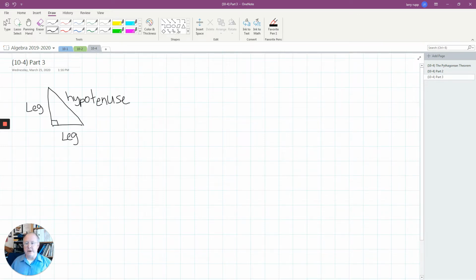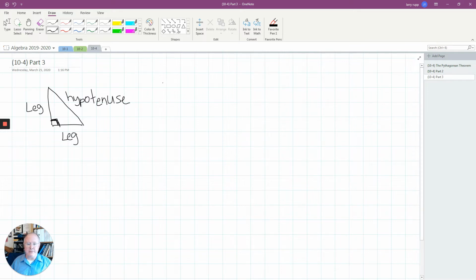Also, this piece right here, this little square down in the bottom, that tells you that this is actually a right triangle when you look at it on paper. This relationship was discovered by a Greek mathematician named Pythagoras, hence the name Pythagorean Theorem.